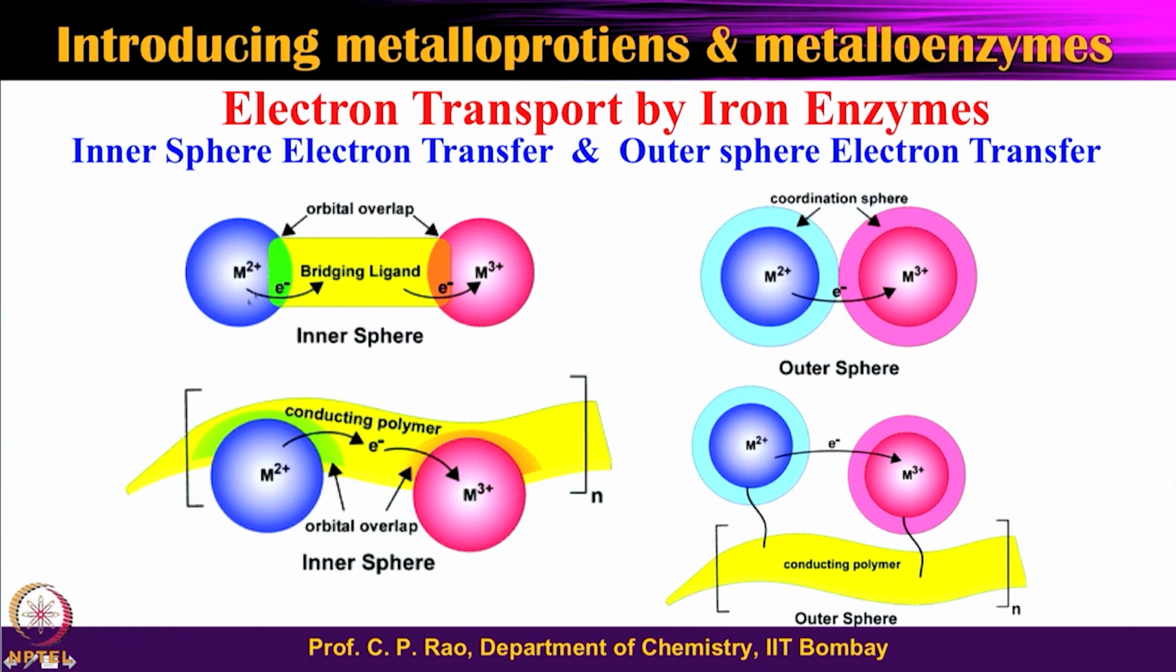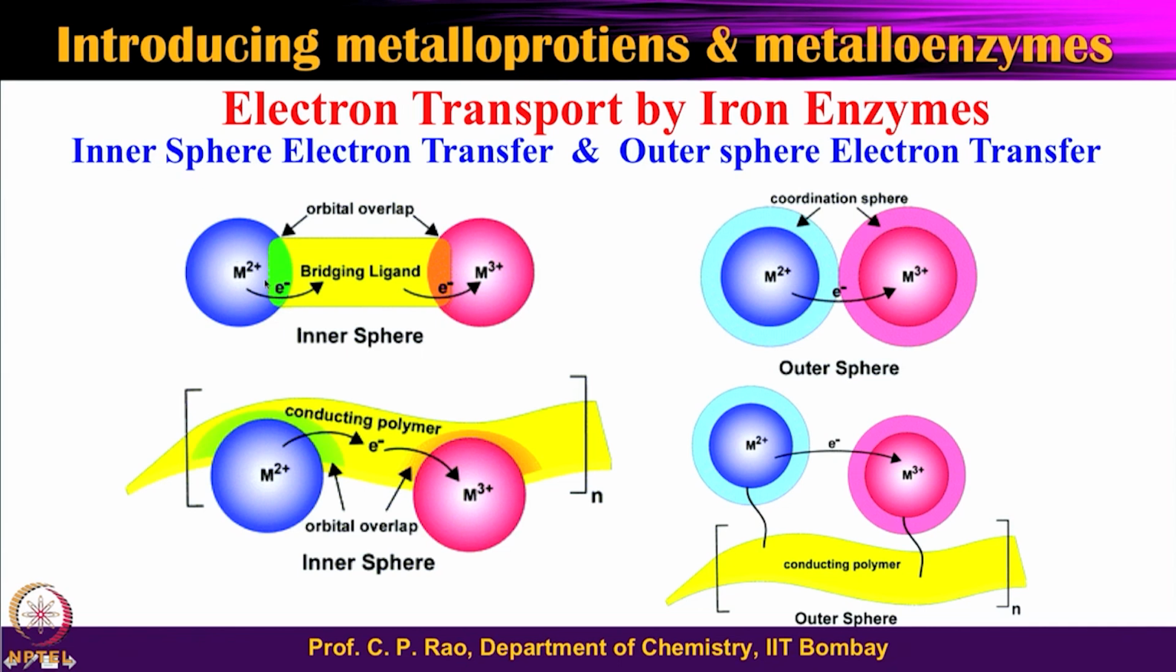Let us take the two systems here. One is an M2+, it can be an ion, it can be a coordination sphere, it can be a complex, and an M3+ is another complex. So, let us say the electron goes from the M2+ to the M3+ complex, then M2+ becomes M3+ and M3+ becomes M2+, and this happens through a bridge ligand. This bridge ligand will bring an overlap of orbitals between the donor on the left side and the acceptor on the right side.